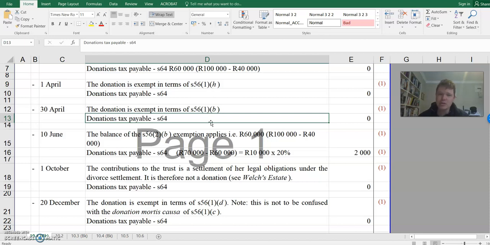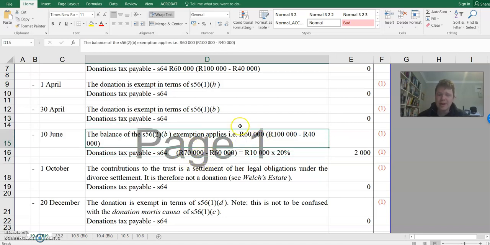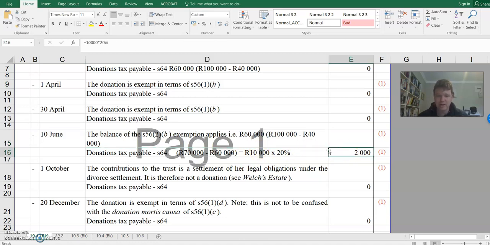So what you have to do is say, well, hey, it's clearly a donation of 70,000. How much of my 100 do I have left? And the answer is 60. So 70 minus 60 means this donation is 10,000 at 20%. So there's 2,000 Rand donations tax.